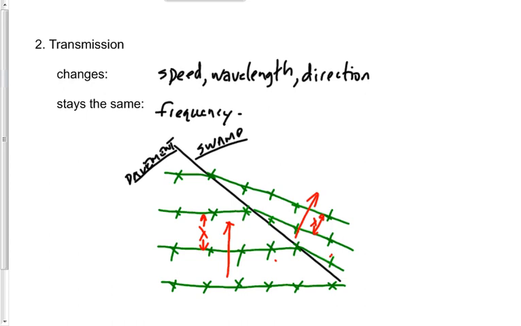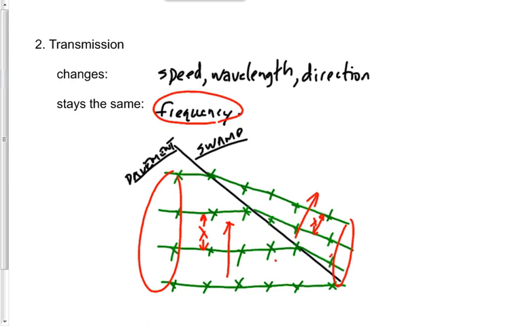Well, not quite. How many waves do we have here in, let's say this took 4 seconds? How many waves do we have here in 4 seconds? 4. How many waves do we have here in 4 seconds? 4. What stays the same? The number of waves per second, which is the frequency, hasn't changed. Right? Make sense?